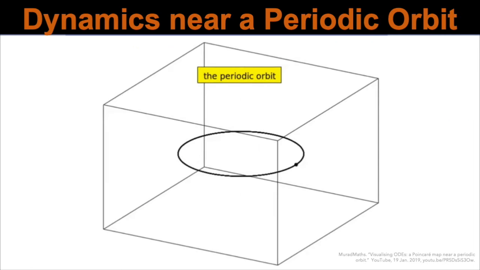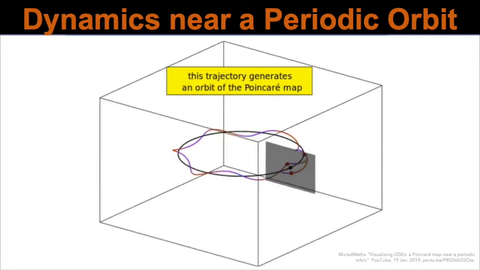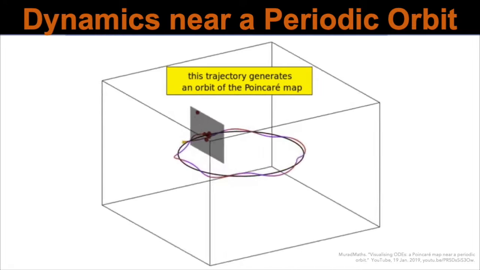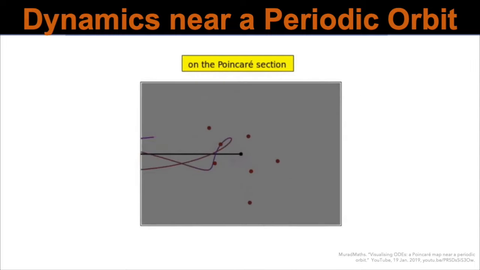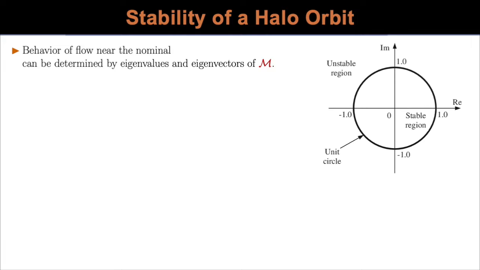There we go. This is an animation that shows a periodic orbit, and we're piercing it with a Poincaré section. What if we had something that wasn't exactly on a periodic orbit? What's it going to do? Well, it might oscillate around. Each of these dots corresponds to a different perturbation away from the periodic orbit. If we now restrict ourselves to looking at a halo orbit, what will we get?